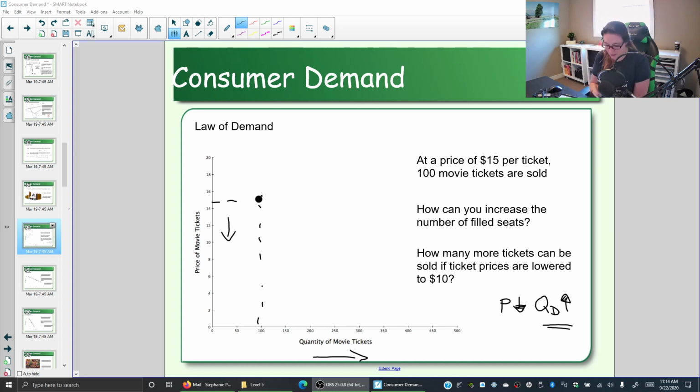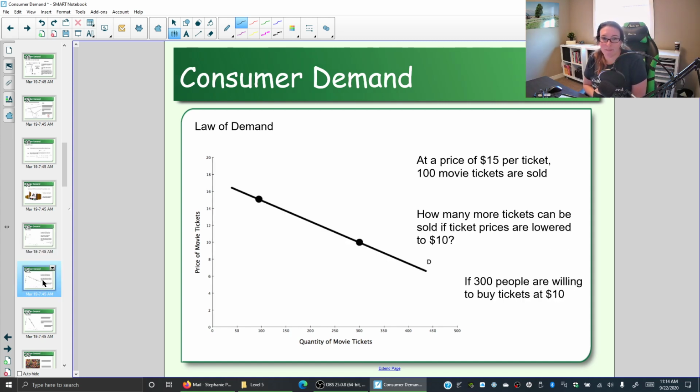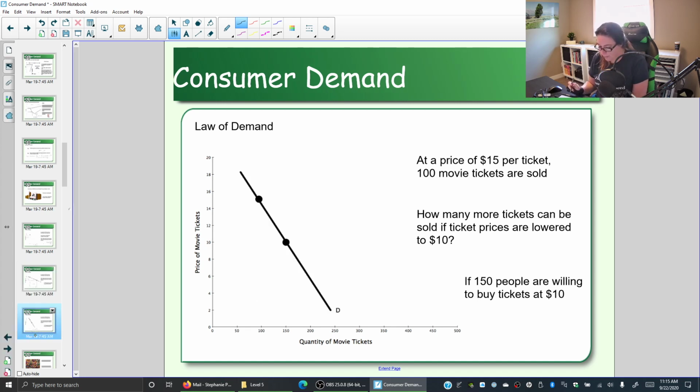Well, let's look at some scenarios. Scenario 1, we drop the price from $15 down to $10, and quantity demanded goes from 100 to 300. So we drop the price, quantity demanded goes up, and in this case it went up by 200 units. Now that's not necessarily what's happening. It is possible that when we drop the price from $15 to $10, that what happens is the quantity demanded goes from 100 to, let's say, 150.